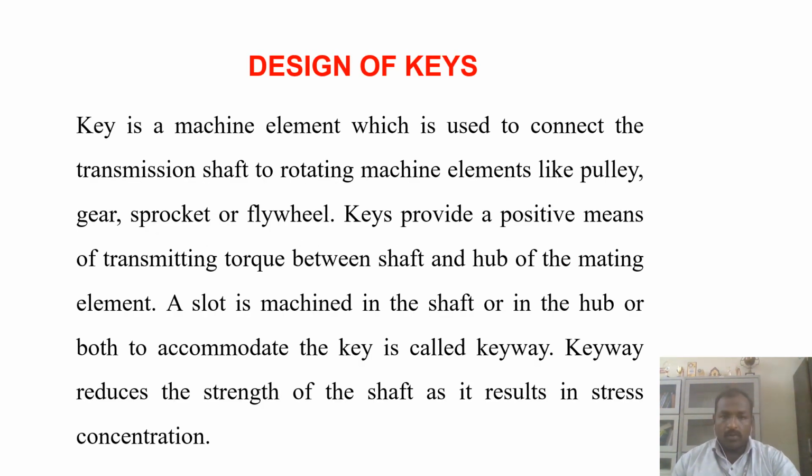Next, we say about the keys. A key is a machine element which is used to connect the transmission shaft to rotating machine elements like pulleys, gears, sprockets, or flywheels. A slot is machined in the shaft or in the hub or both to accommodate the key, which is called as keyway. The keyway reduces the strength of the shaft as it results in stress concentrations.